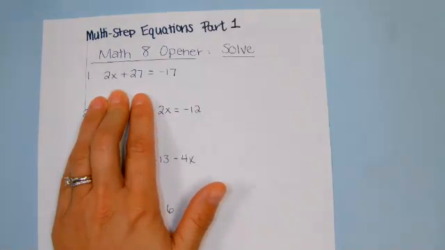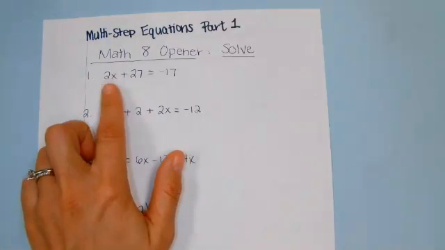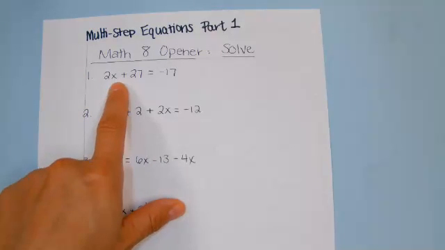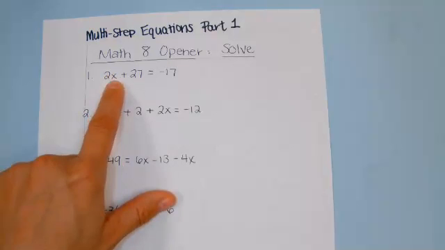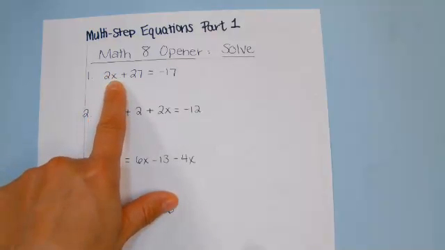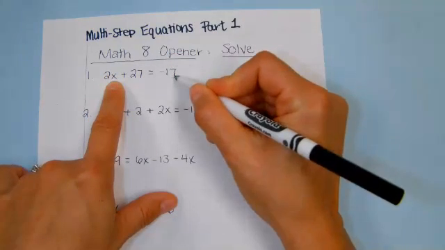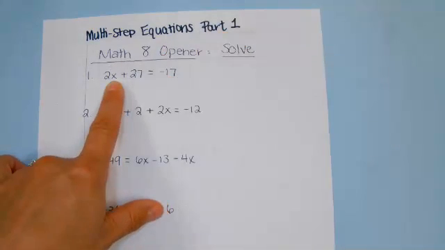So if you have 2x plus 27 equal negative 17, the goal is to figure out the value of x and get x by itself. Okay, so you want to imagine that everybody wants to get away from x. All the numbers want to be on the other side of the equal sign. So negative 17 is already away from x, but 2 and 27 need to get away.